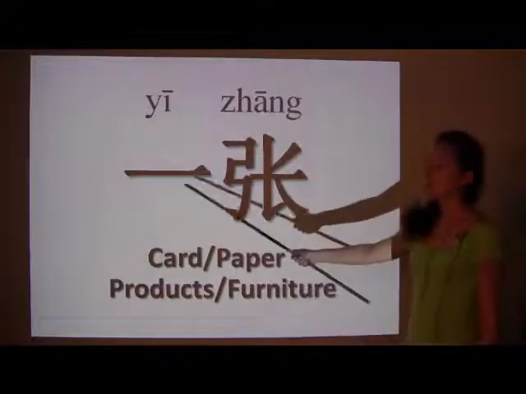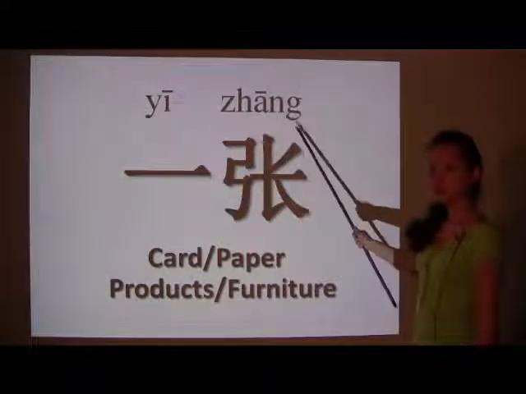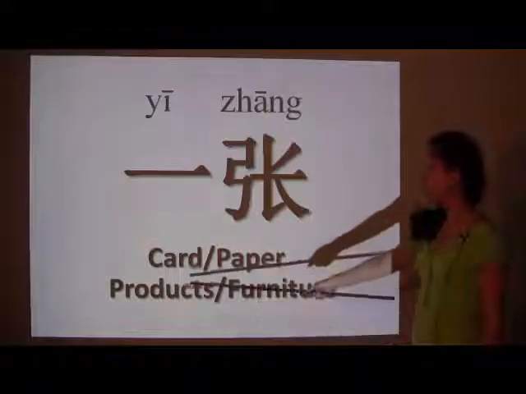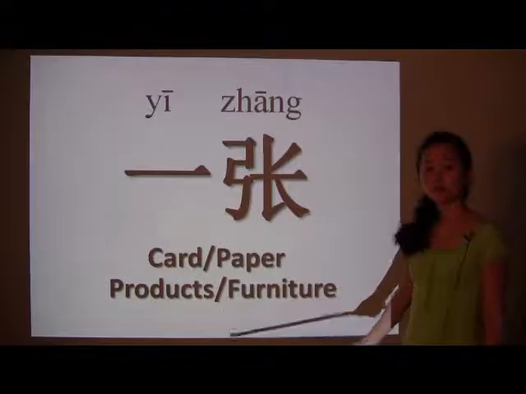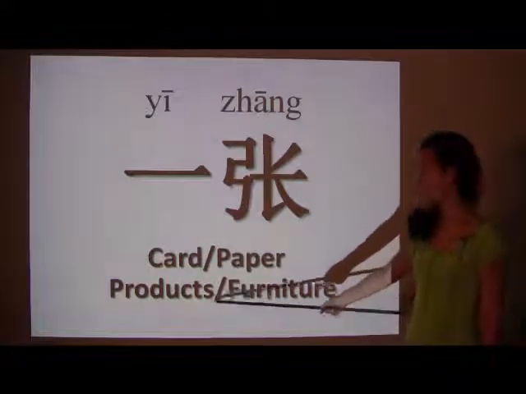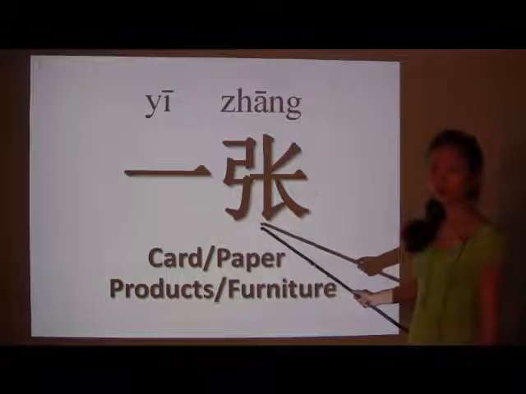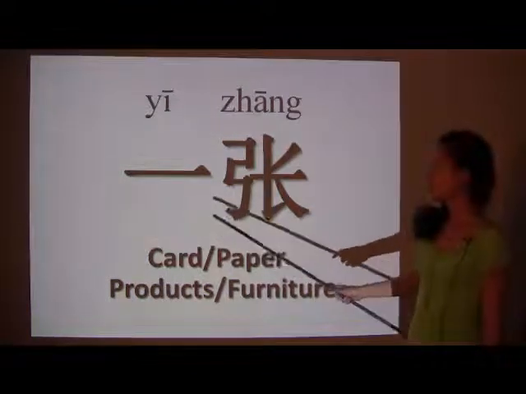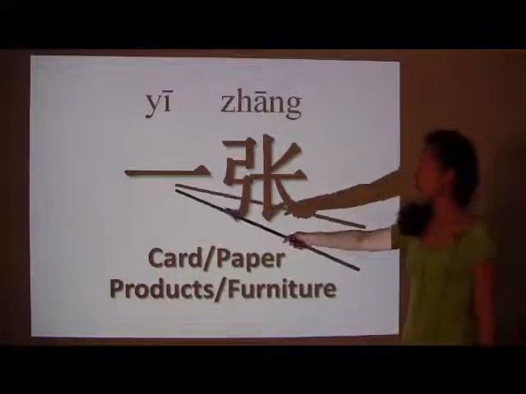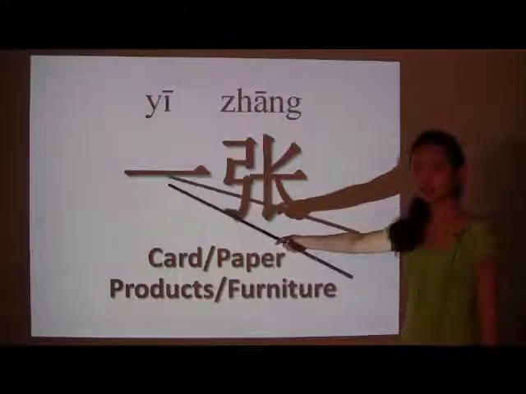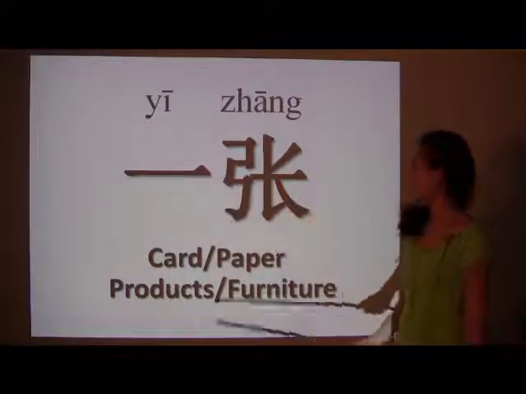Next, we have 一张. 张 is for card, paper products, or furniture. So whenever you talk about something that's related to these items, you would use this for the article. And if you're talking about more than one of the items, just remember to change the number to match the number of objects that you actually have.